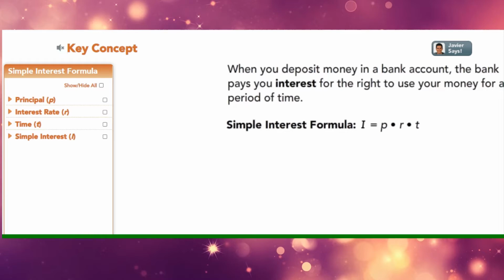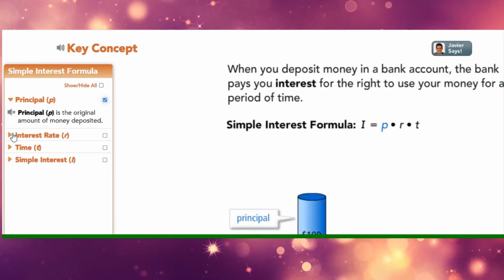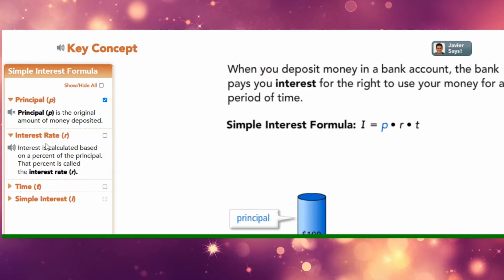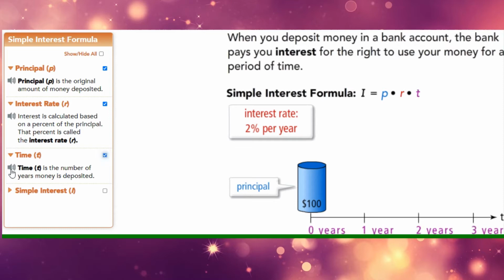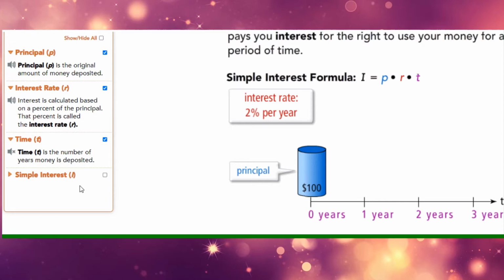When you deposit money in a bank account, the bank pays you interest for the right to use your money for a period of time. Principal, P, is the original amount of money deposited. Interest is calculated based on a percent of the principal. That percent is called the interest rate, R. Time, T, is the number of years money is deposited.